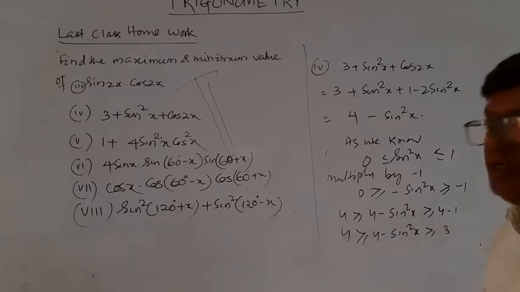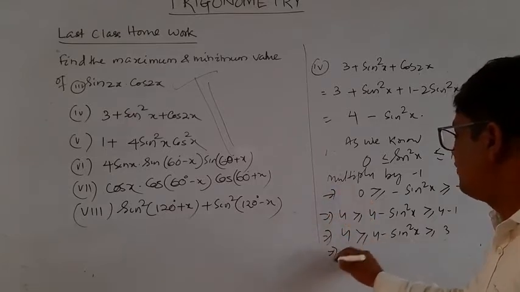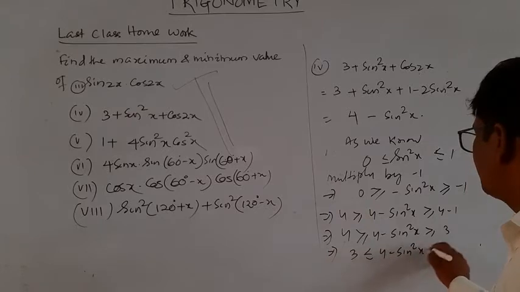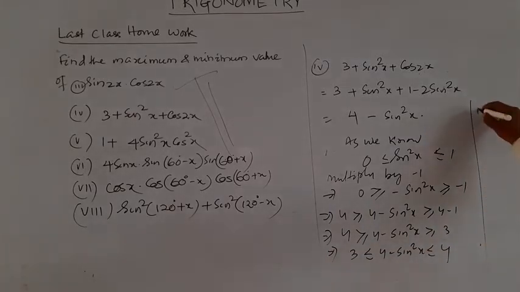Or we can write 3 less than or equal to 4 minus sin square x less than or equal to 4. So the minimum value is 3 and the maximum value is 4. This is the answer of question number 4. Now question number 5.